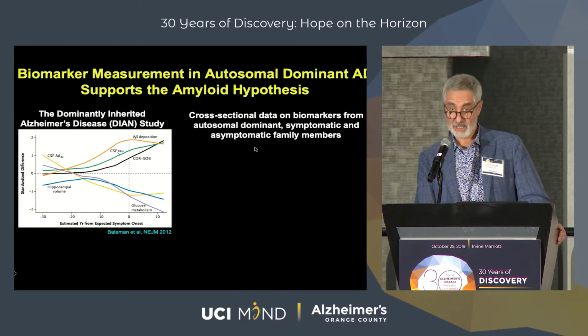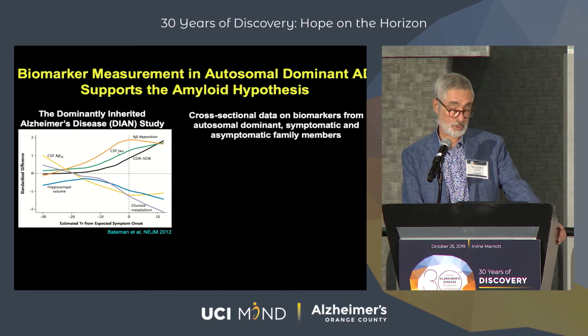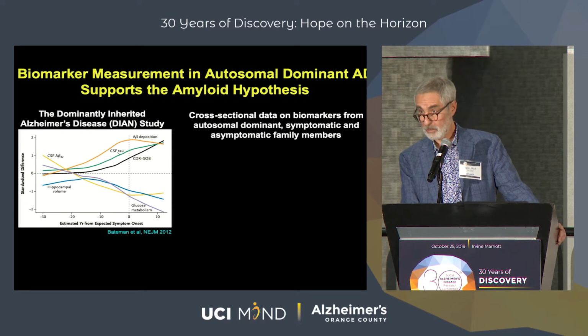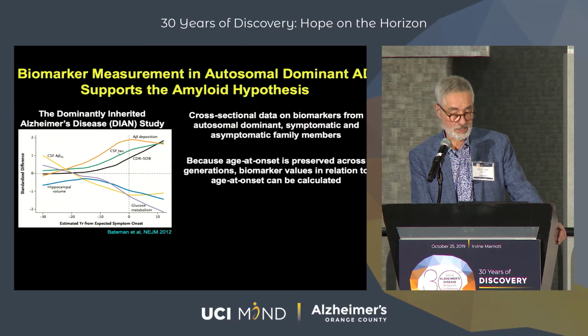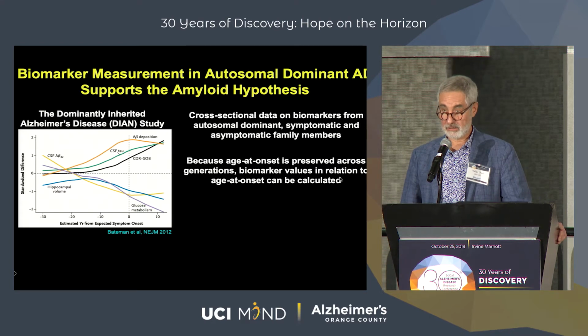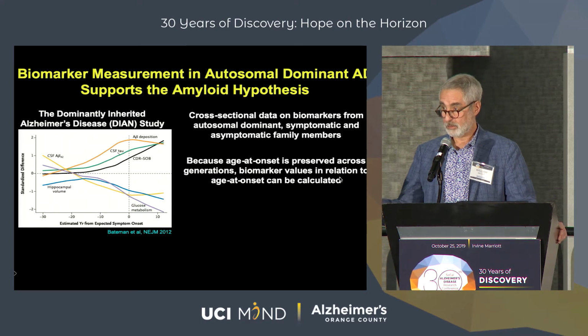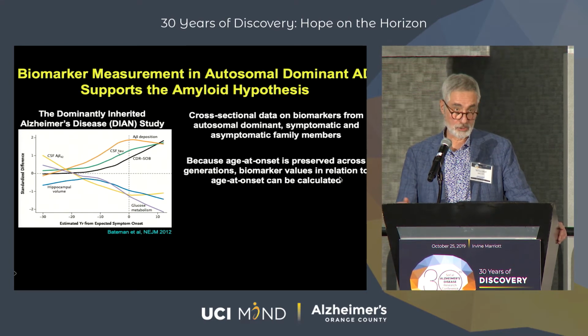So in other words, they examined people with biomarkers who carried the gene mutations but didn't yet express symptoms. One of the things that's interesting about these families is that the age of onset is preserved across generations. So if you come from one of these autosomal dominant families and your parent got sick with Alzheimer's disease, say at 50, the chances are that you'll get sick around 50.